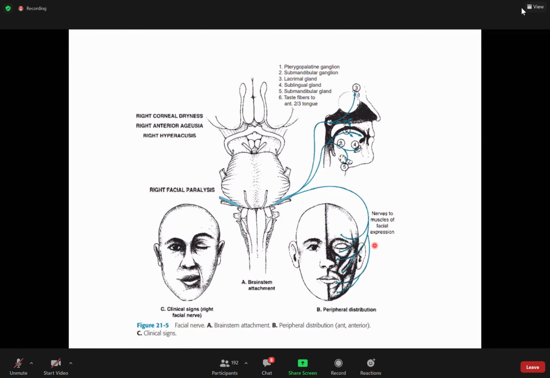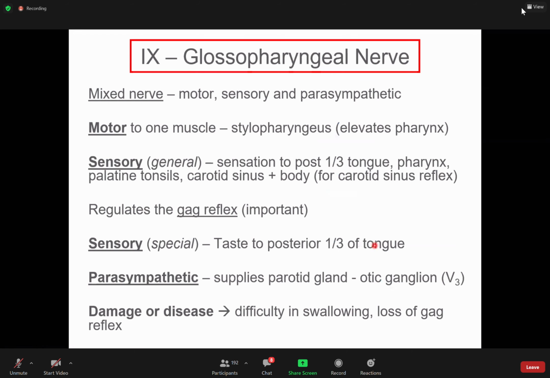This is just giving a description of the same thing which we have just talked about. So we are coming to the glossopharyngeal nerve. We will finish up the glossopharyngeal and then we'll take a break of 5 minutes. So the glossopharyngeal nerve is a mixed nerve which supplies motor, sensory, and parasympathetic supply.